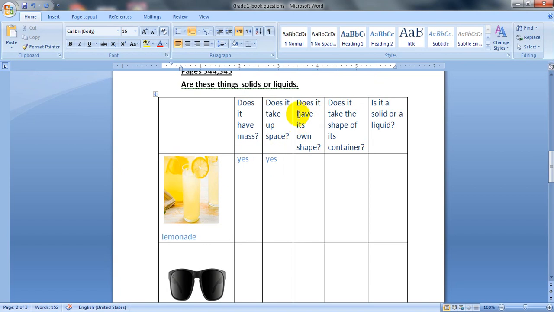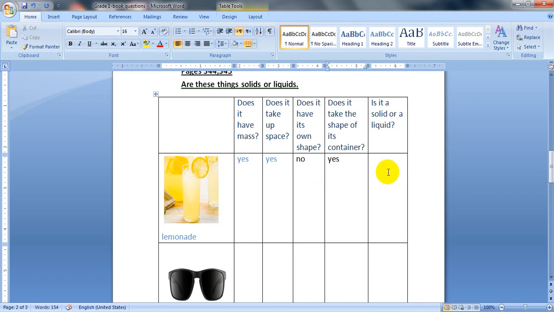Yes. Does it have its own shape? The lemonade, not the glass. Does it have its own shape? No, it doesn't have its own shape. Does it take the shape of its container? Of course, yes.